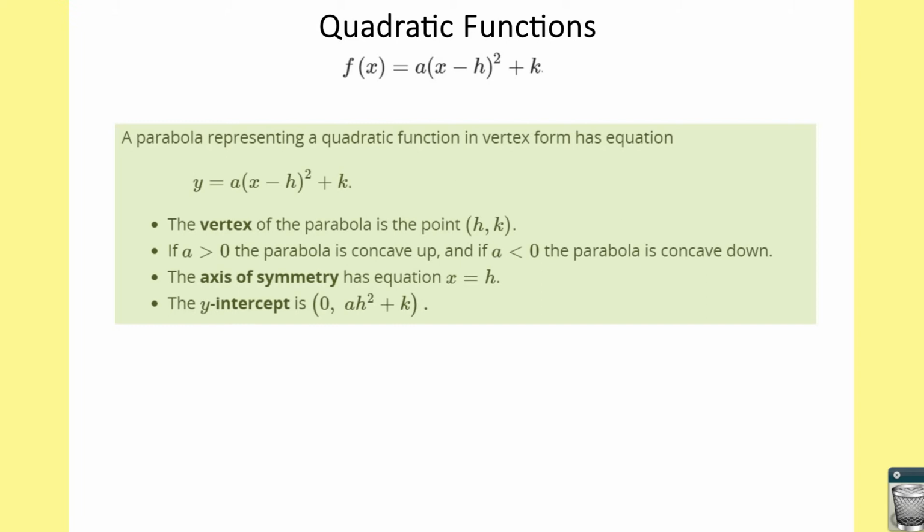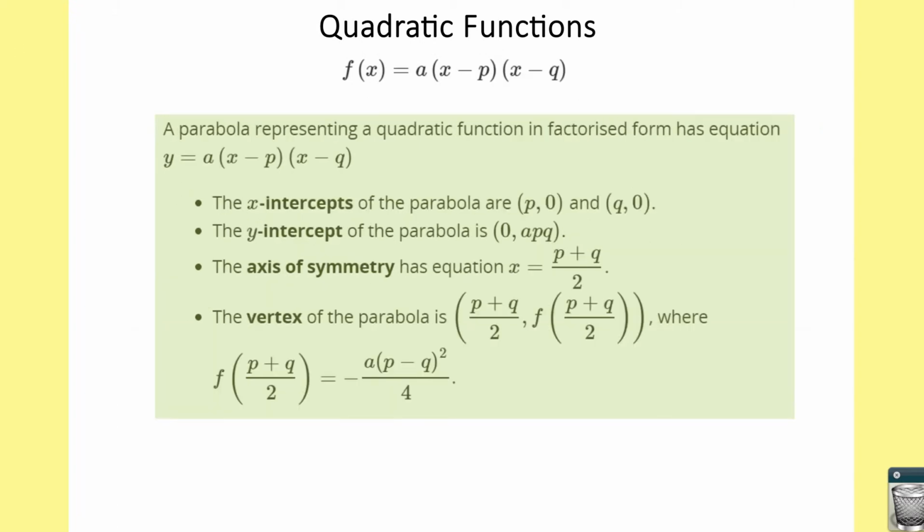Then you have quadratic functions in vertex form. Here it's a lot easier to see everything because you get h and k, which is your vertex. A always tells you what it looks like, whether it goes up or down. It's the most useful form, in my opinion.